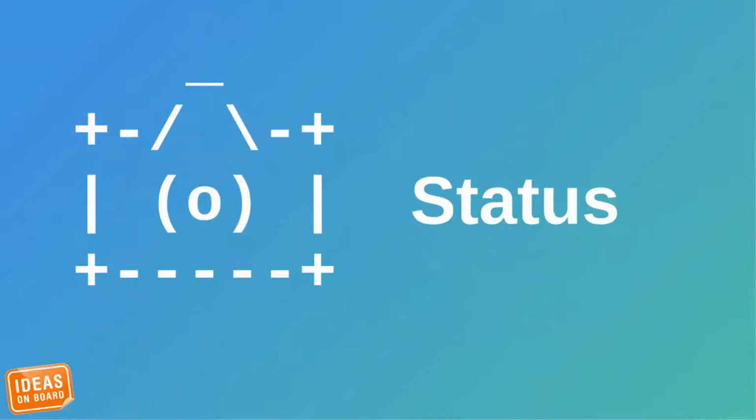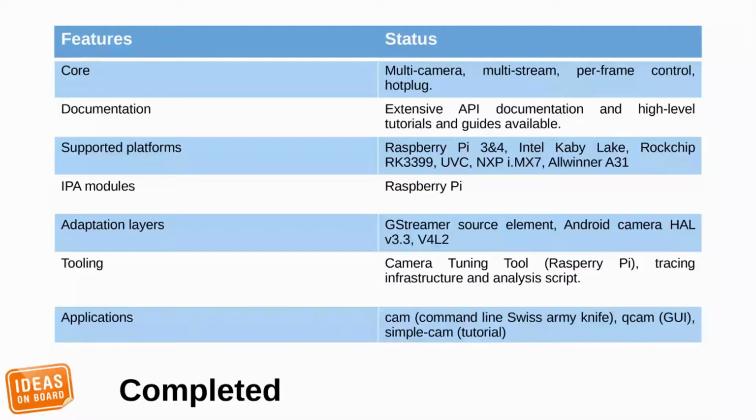Now, perhaps a bit more interesting for people who have heard of libcamera before and knew more or less what it was: what's the actual status, and what are we working on, and what are we looking for in the future? So first, what's there? That's a brief summary. The core supports multiple cameras, multiple streams per camera, per frame control, hot plugging and unplugging of cameras. So all those base features are there.